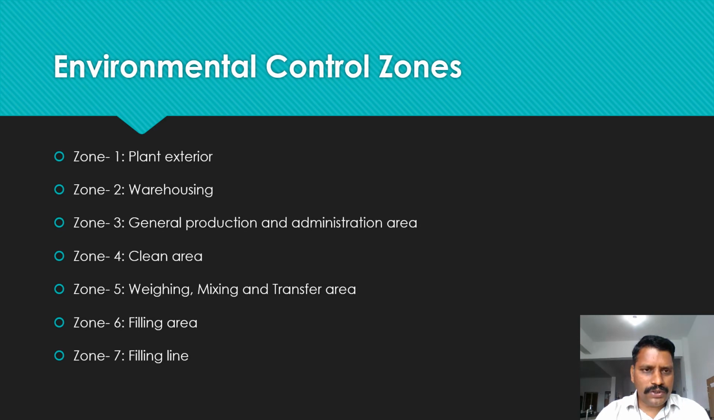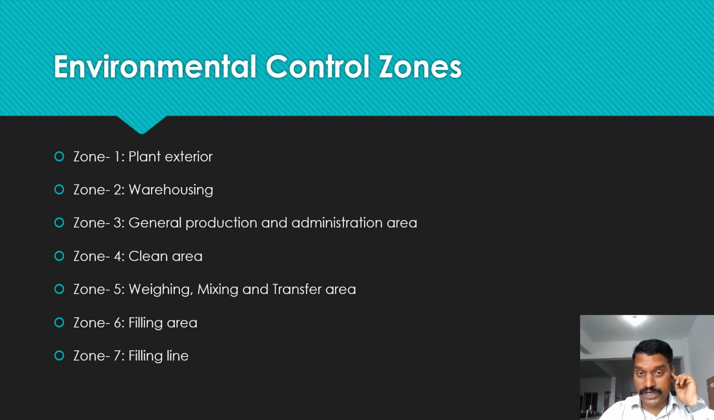Then zone 2, warehousing. It is the first zone created by a structural barrier which provides minimal protection for a pharmaceutical. Exterior walls and roof are effective in stopping large objects, but these barriers are only marginally effective against insects, rodents and birds. The storage of final product may require temperature control in the warehouse. So this is about zone 2, warehousing.